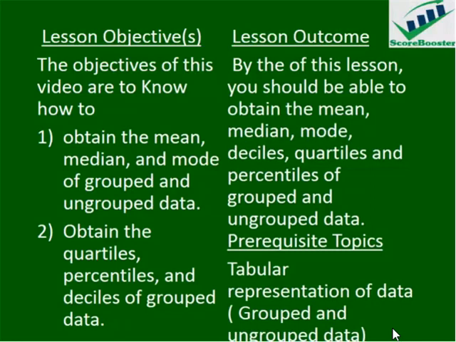So the lesson objectives are for you to know how to obtain the mean, median, mode of grouped and ungrouped data, and also to know how to obtain the quartiles, percentiles, and deciles of grouped and ungrouped data. So that by the end of this lesson, you will be able to obtain the mean, median, mode, deciles, quartiles, and percentiles of grouped and ungrouped data.